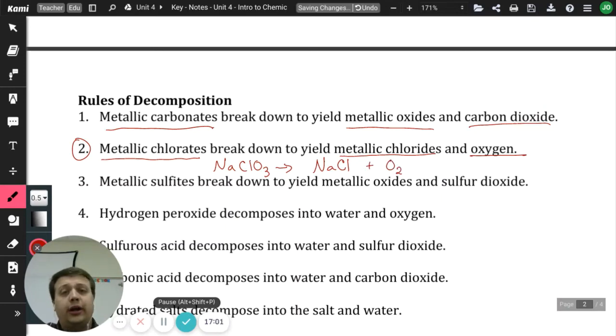Okay, so looking at that, I have metallic chlorate. We've got a metallic chloride and oxygen. I would need to go in and balance, so I'd need a 2, and a 3 to get that balanced.